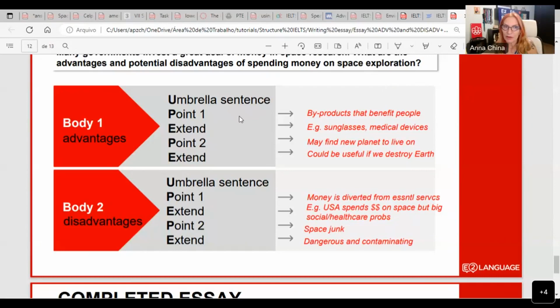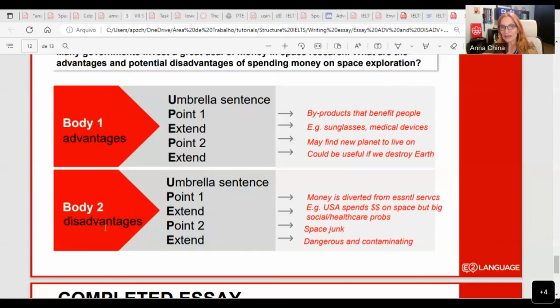So here. So this is the plan that I made. So, products that benefit people, such as sunglasses and medical devices. Here's your idea too. I had the same one, Hussein. Find new planet to live in. Could be useful if we destroy Earth.